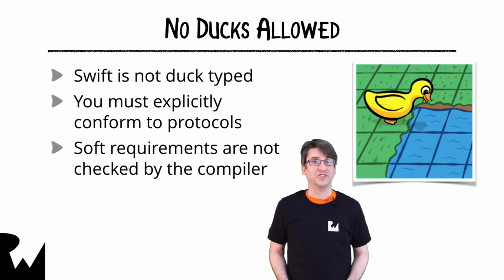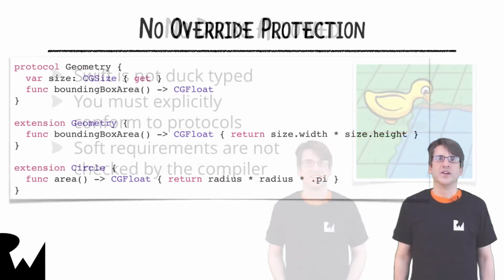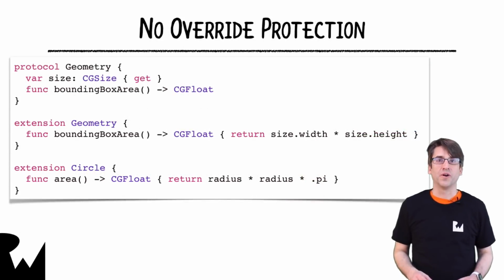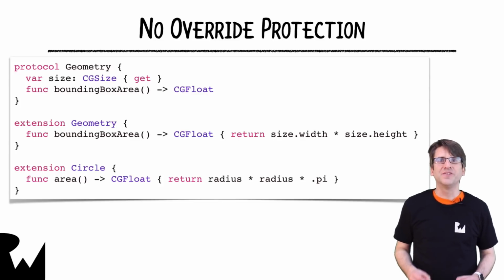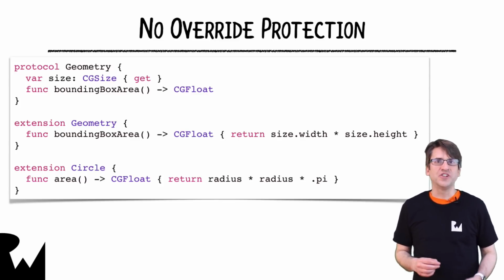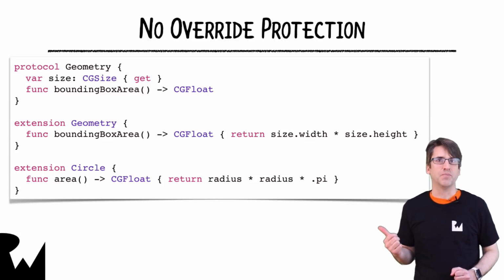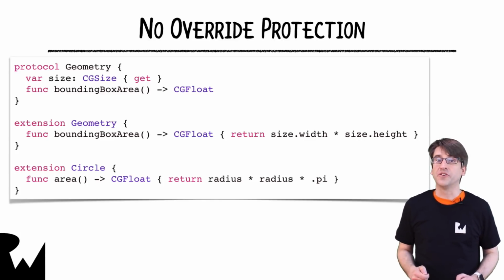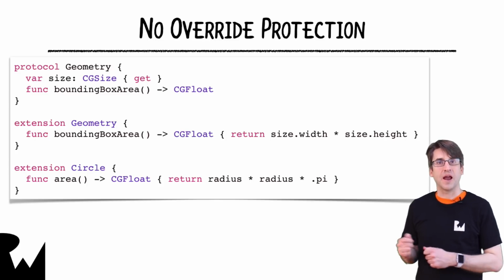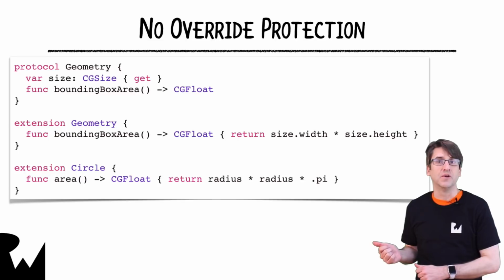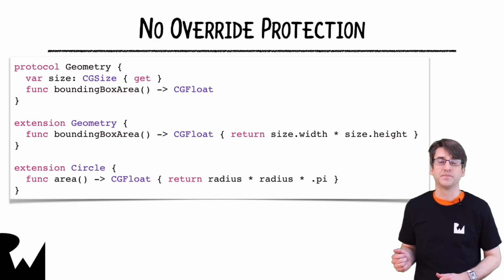Protocols are more than just syntax. Swift protocols do not support the final or override keywords like classes do. This means that if the protocol changes its signature and has a default implementation, you won't be warned about it. Suppose area changed to bounding box area. Since there's a default implementation, you won't be warned that this area method will no longer be called.